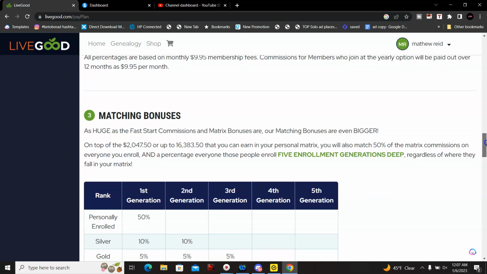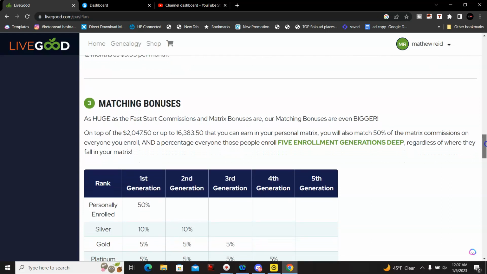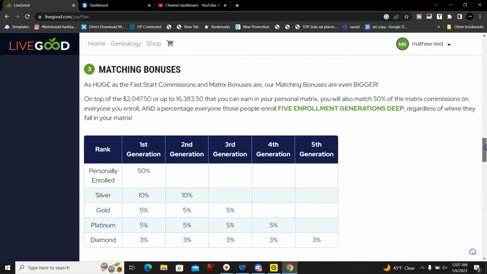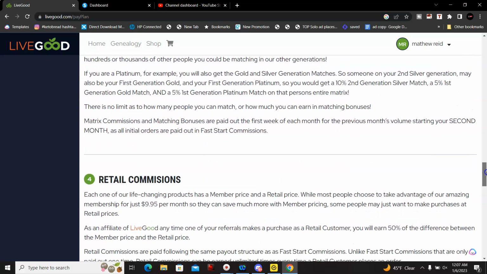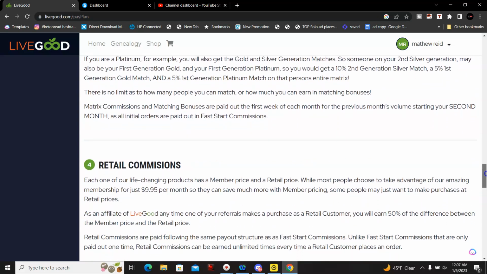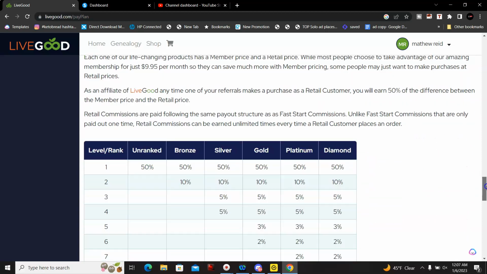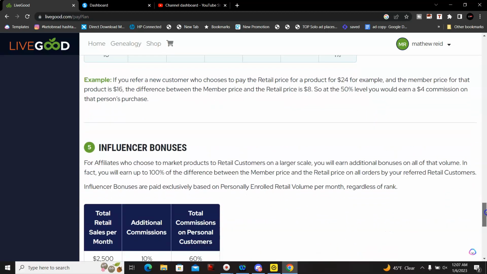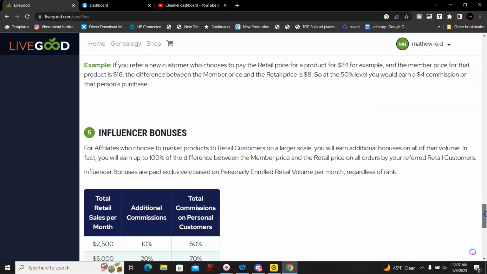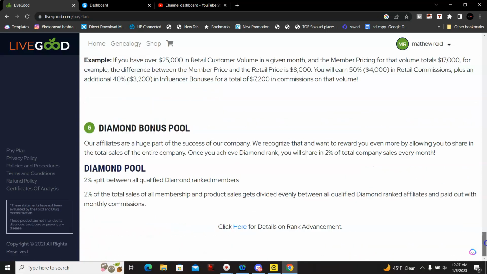You get the number three, a third way you could earn, is the matching bonuses in the matrix. Okay, and then number 4 is the retail commissions. If you sell any product, you get commissions on those as well. All right. And then number 5 is the influencer bonus. All right. And then number 6 is the diamond pool bonus.